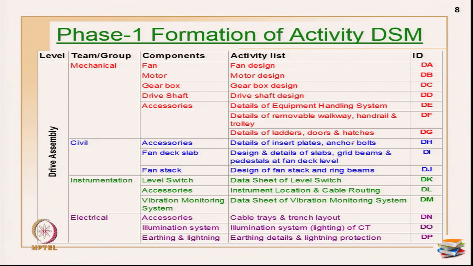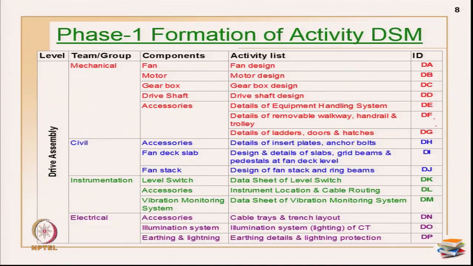In civil work, details of insert plates, anchor bolts for all the cable trays and so on. Then design and details of slabs, grid beams, pedestals at fan deck level. Then design of fan stack and ring beams. So, these are all the activities in the civil discipline. Then for instrumentation, data sheet of level switch, instrument location and cable routes, data sheet for vibration monitoring system. So, these are all the activities we have in instrumentation. For electrical, cable trays and trench layout, illumination or lighting system of the cooling tower, earthing details and lightning protection. So, accordingly we have almost 16 activities in the entire drive assembly level. Okay.